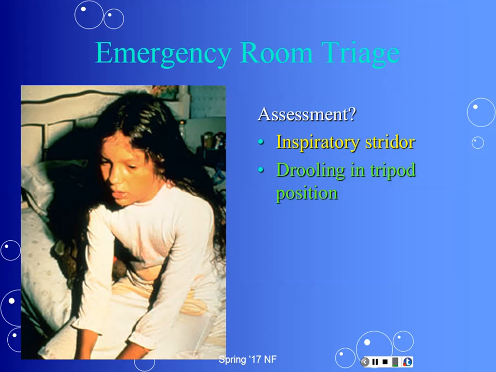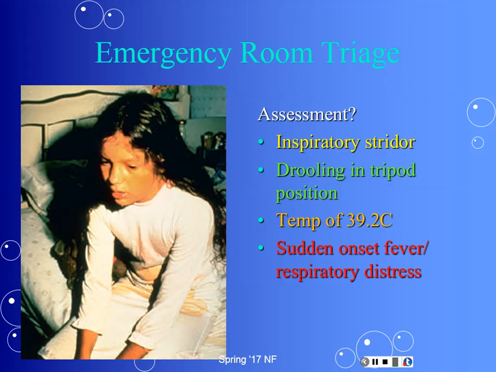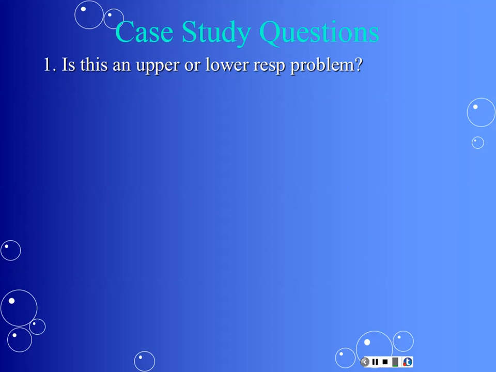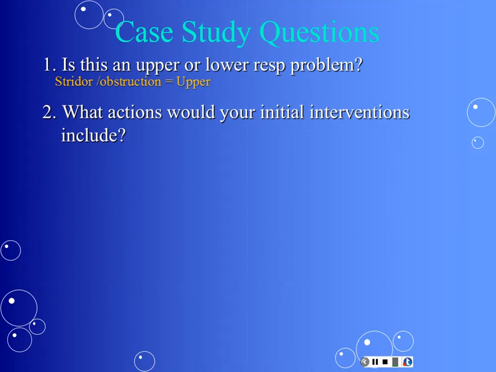She's in inspiratory stridor. She's in a tripod position. And then our kid has a temp of 39.2. So those are all of the things that are concerning in addition to the sudden onset of fever and respiratory distress. Are we talking about the upper or the lower airway here? We're talking about an upper airway problem. Got that stridor and that upper airway obstruction. So what are the initial interventions going to include with this kid?